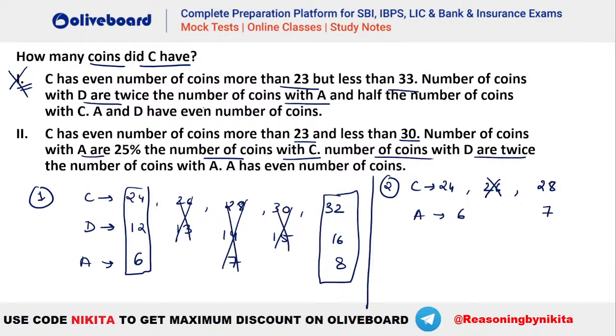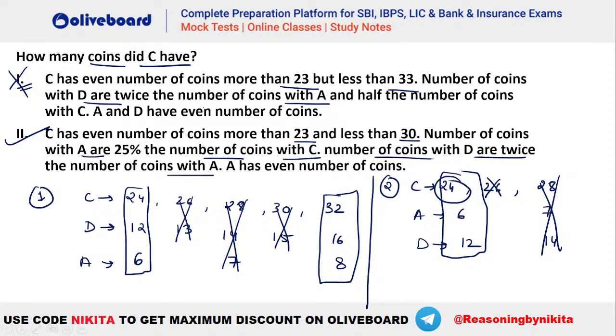Number of coins with D are twice that of A. So D has to be twice of A. That means either 12 or 14. A has even number of coins. So you can see A has even number of coins. That means this is invalid here. So you can find that this will be the case for C, A and D. Okay. I hope this is clear. So you can see 2 alone is absolutely sufficient to arrive at the conclusion of how many coins we have with C. Okay. So this answer will be 2 alone.